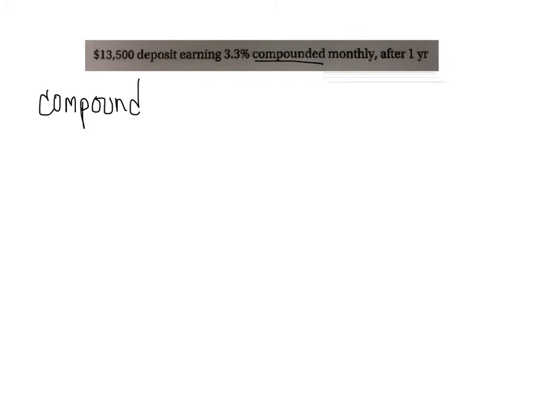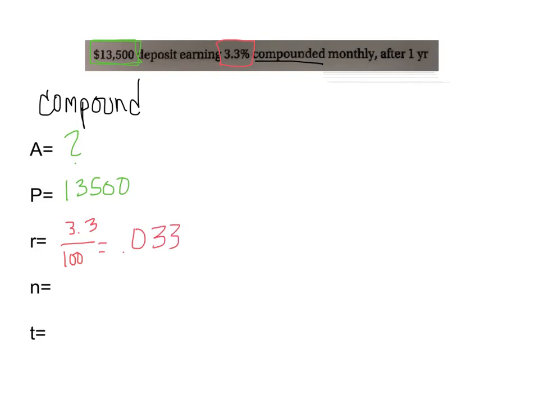Next up, we have to decide what are the important pieces. In this case, I know that 13,500 is going to be important, and that's once again going to represent one of my variables. So let's list our variables. Our A value is what we don't know. That's our unknown. But our P value is this deposit amount of 13,500. As we keep moving through, we can see that our rate is 3.3%. So 3.3 divided by 100 gives us a decimal version of 0.033 for our R value.